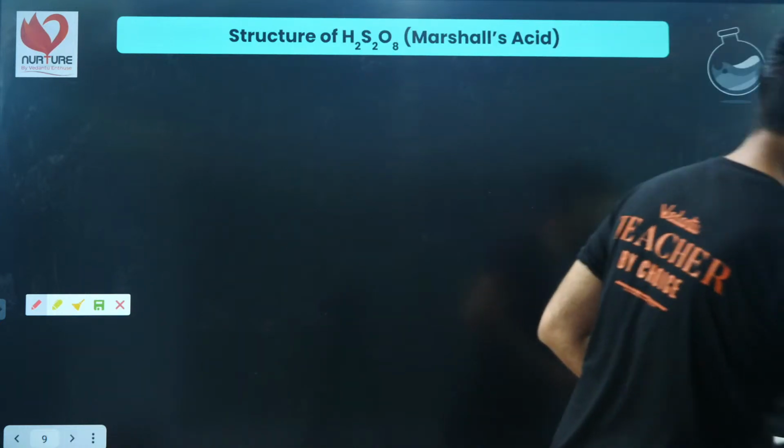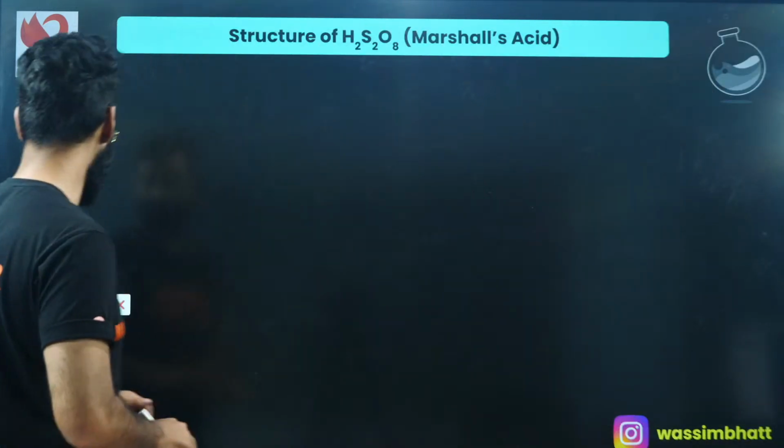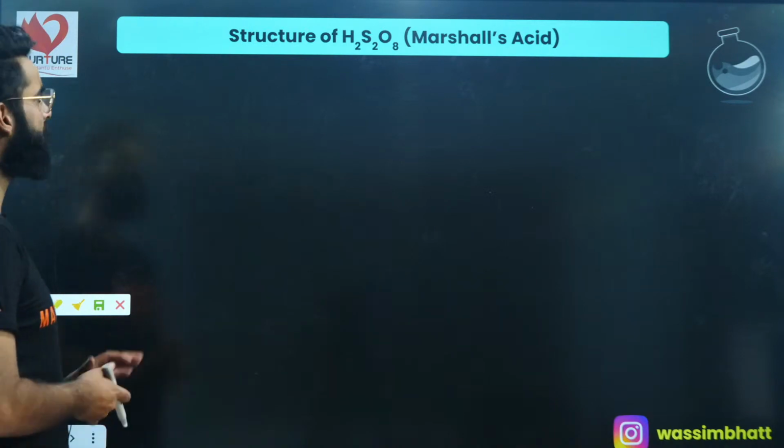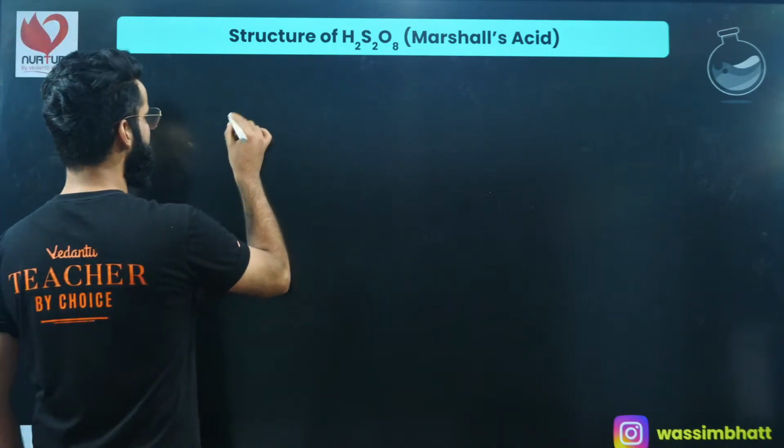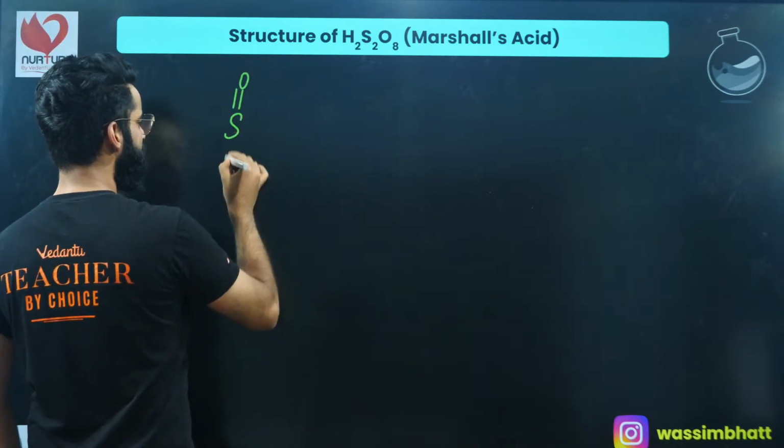Okay, now have a look exactly. If you talk about Marshall's acid, its structure is going to be like this. S double bond O. This is double bond O.